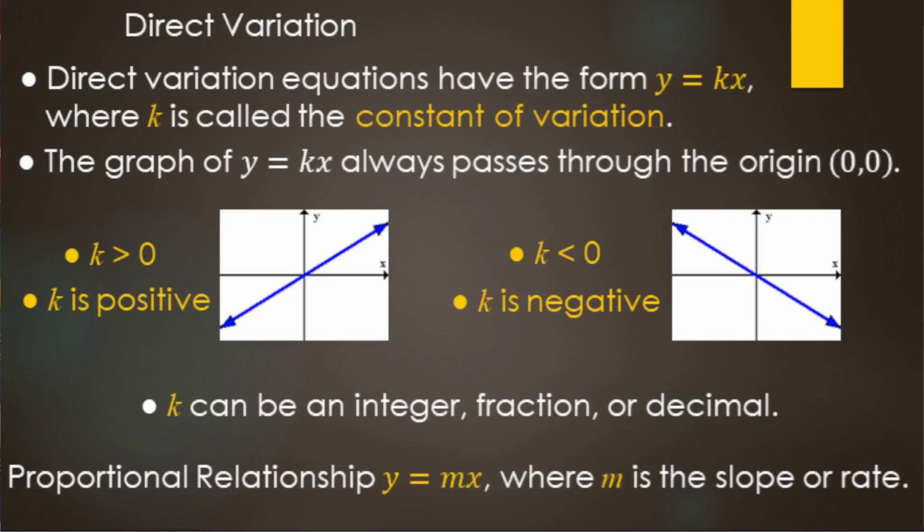Now, in previous classes, we may have looked at these same types of relationships, but they may have been called a proportional relationship, y equals mx, and the m there is basically said to be the slope or the rate of that function. So we're basically taking this same idea, but it's going to have different vocabulary attached to it.